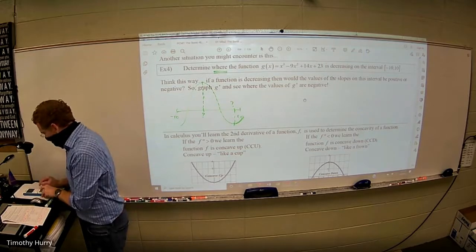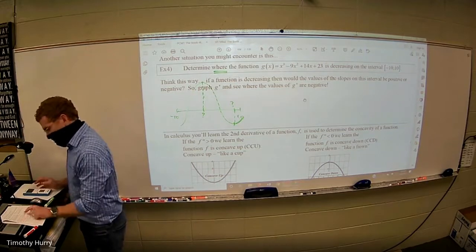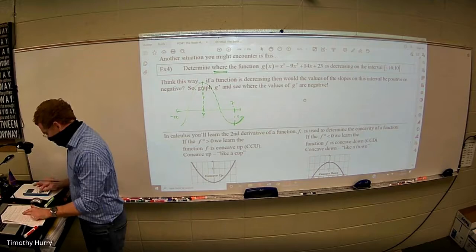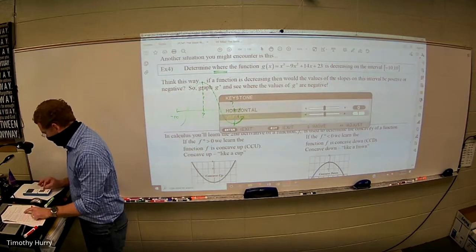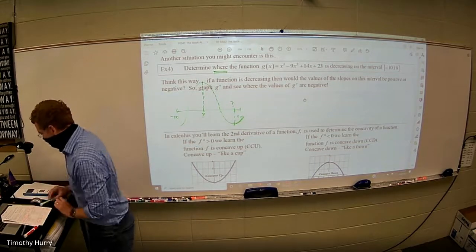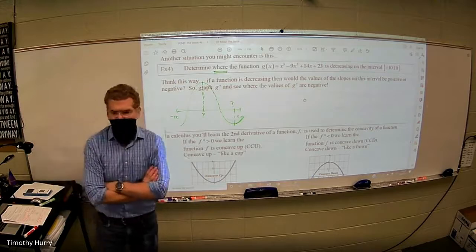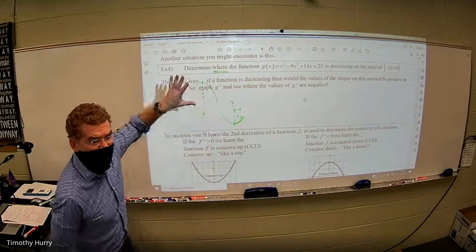For instance, I'm going to delete all this junk out. Okay, so I'm going to type in the g function, x cubed minus 9x squared plus 14x plus 23. And you are going to see this one, I'm pretty sure. Yeah, there's your cubic function. You probably guessed a cubic function usually has those wiggles like that, right? So this is my function.